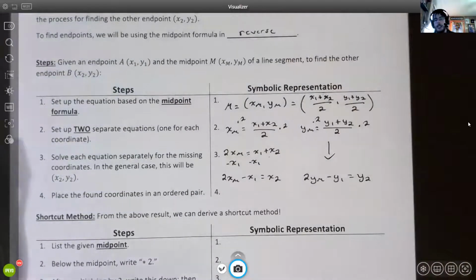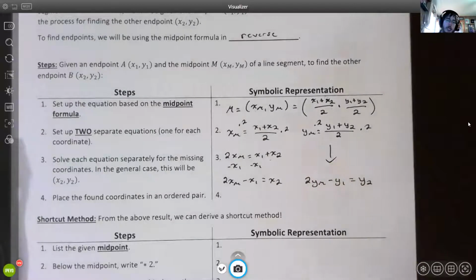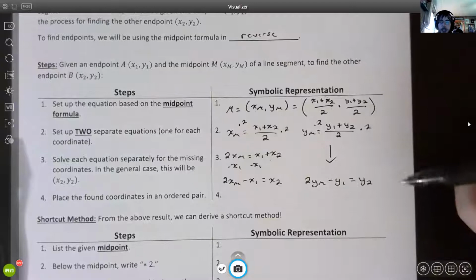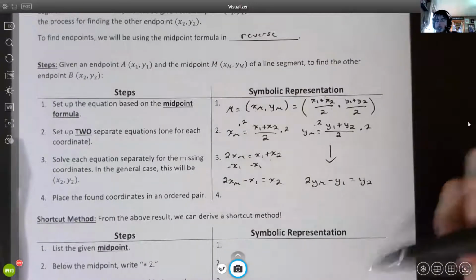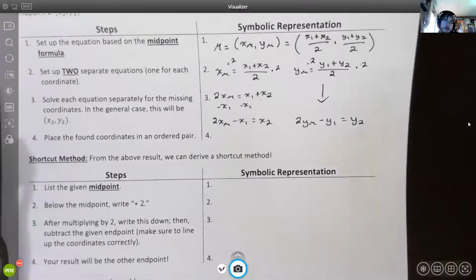Now, that probably just looks like a jumble of symbols and everything else, and you would be right. It is indeed just a jumble of symbols. But you have to remember that these xm, ym, x1, and y1 would be numbers. I show you this just to kind of get you thinking about it. And then here's the shortcut method. This is the method we typically use to solve the problems.